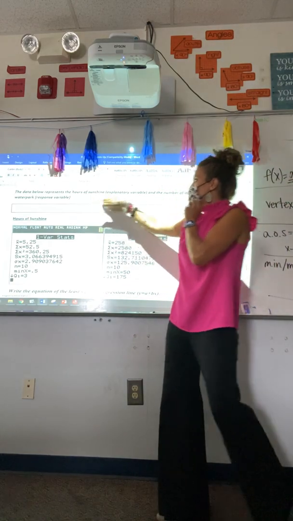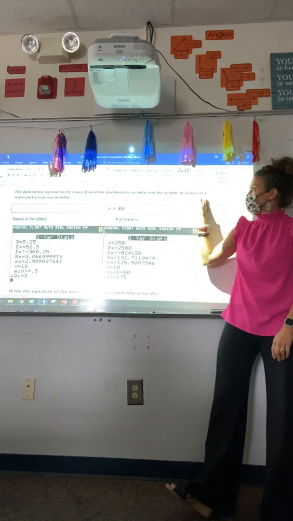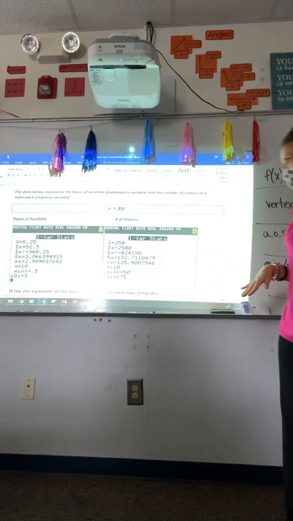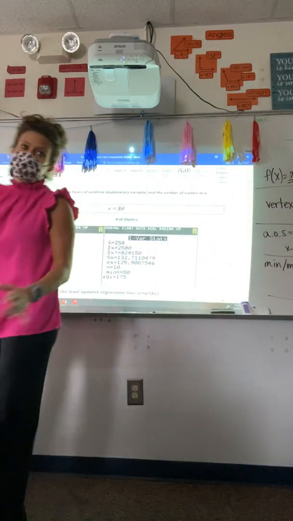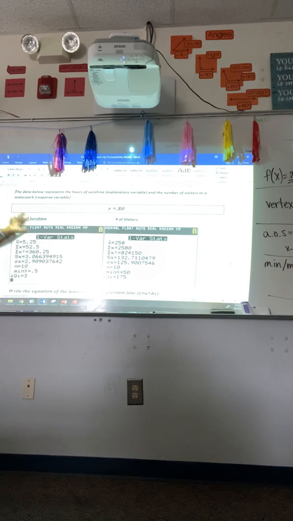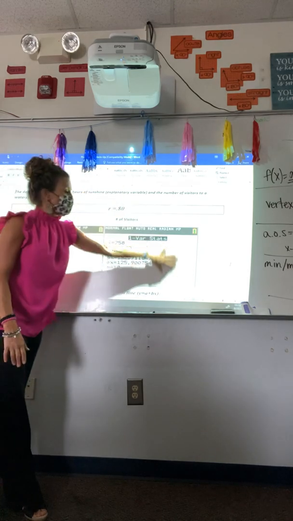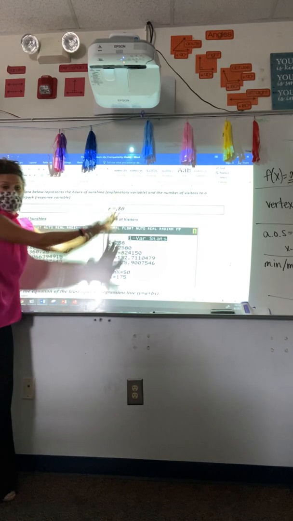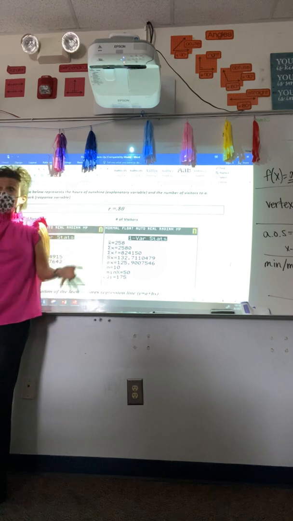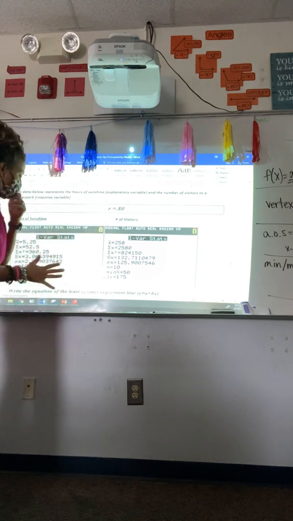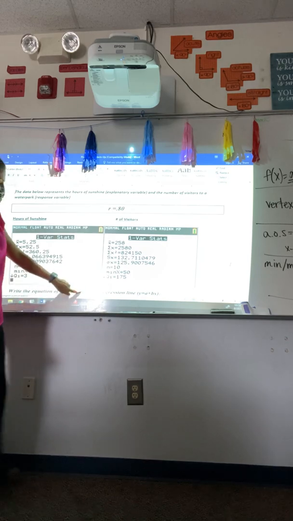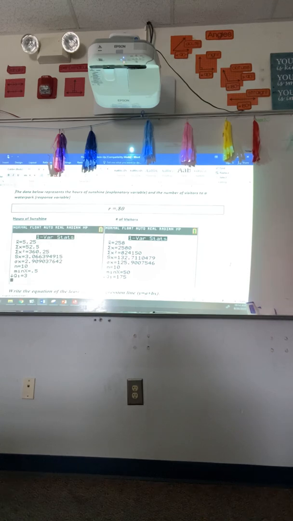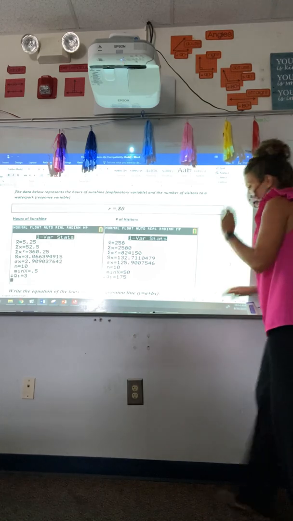All right, so here we go. The data below represents the hours of sunshine and the number of visitors to a water park. So you can just do this in the margins, okay. They gave me a computer printout, looks like our graphing calculator, hours of sunshine, and over here the number of visitors. Now, they didn't give me a table. I cannot put any of this in my graphing calculator, which is an issue, right? So if I want you to write the equation of the least squares regression line, you can absolutely do it using those fun formulas.